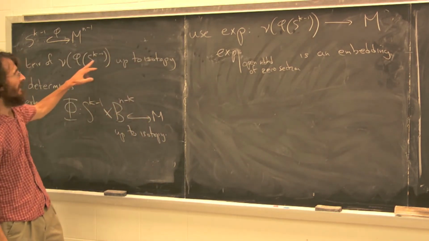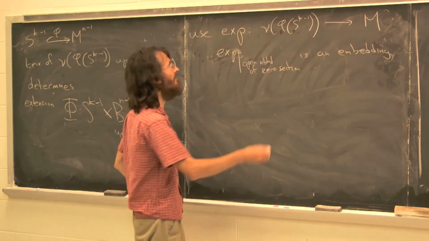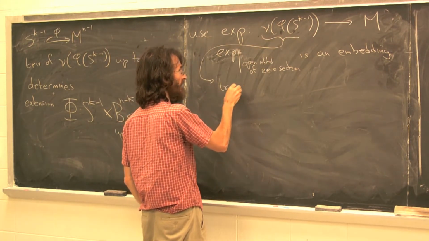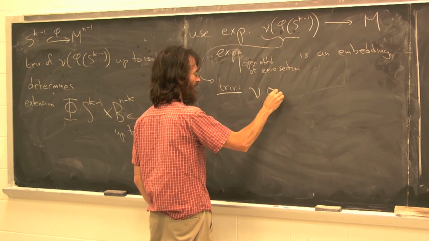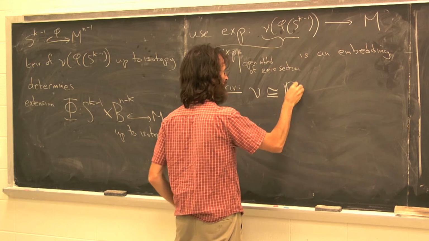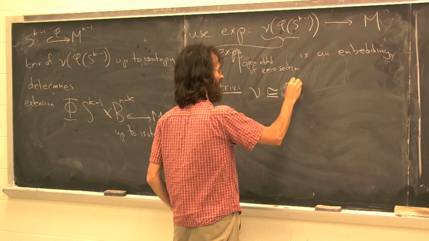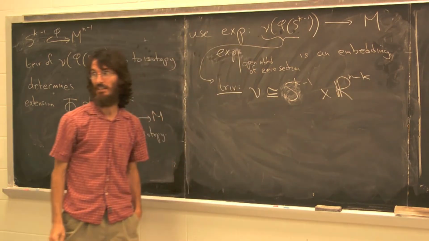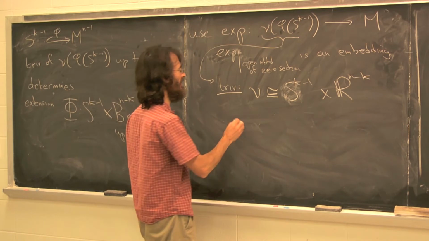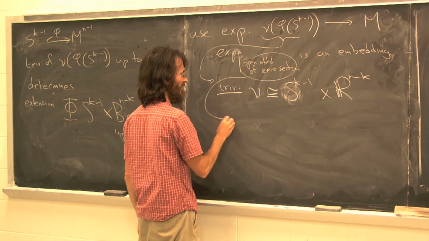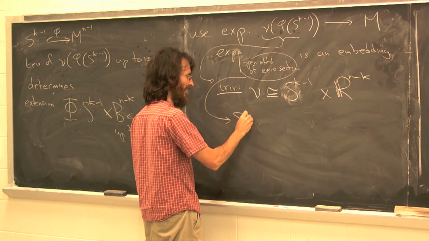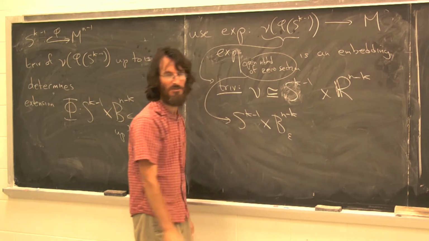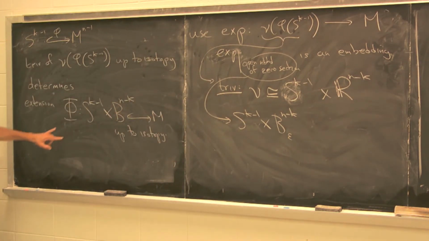Now, if we've trivialized this normal bundle, we can just think, then we've identified this. Trivialization means this normal bundle, we've identified with S^{k-1} cross R^{n-k}. Right. So an open neighborhood of the zero section is going to be, under this identification, S^{k-1} cross some (n-k)-ball of some possibly small radius epsilon. Right. And so that's this extension.